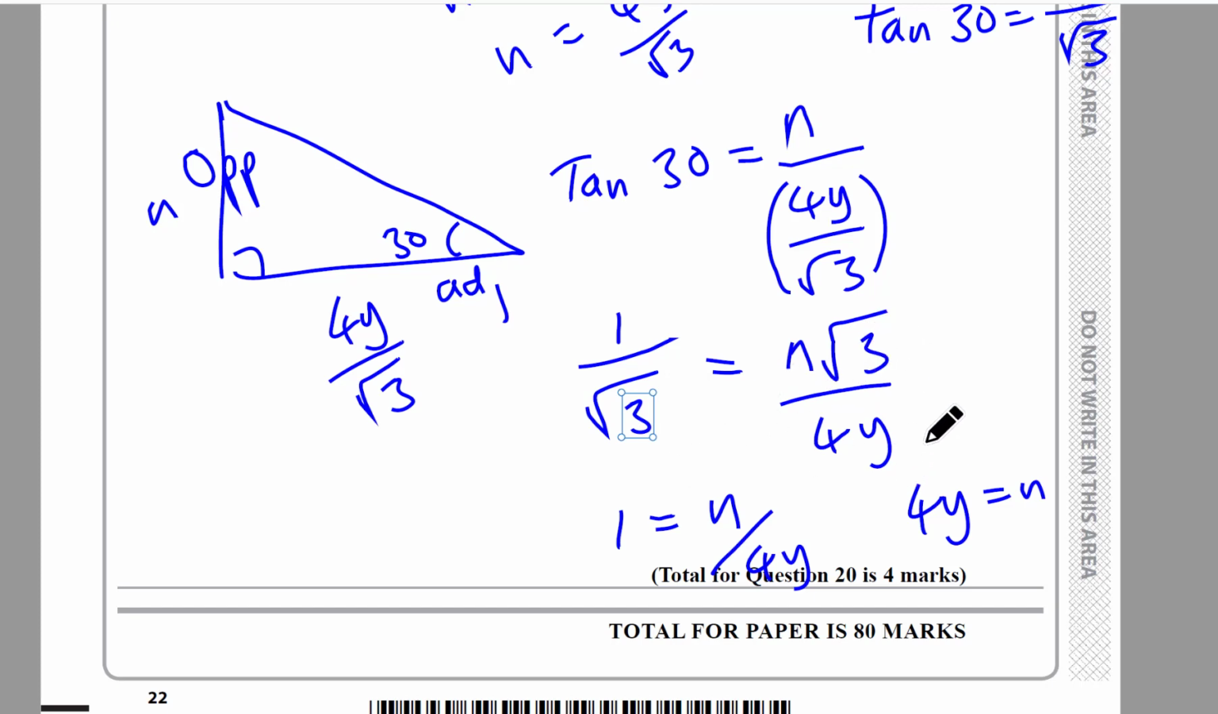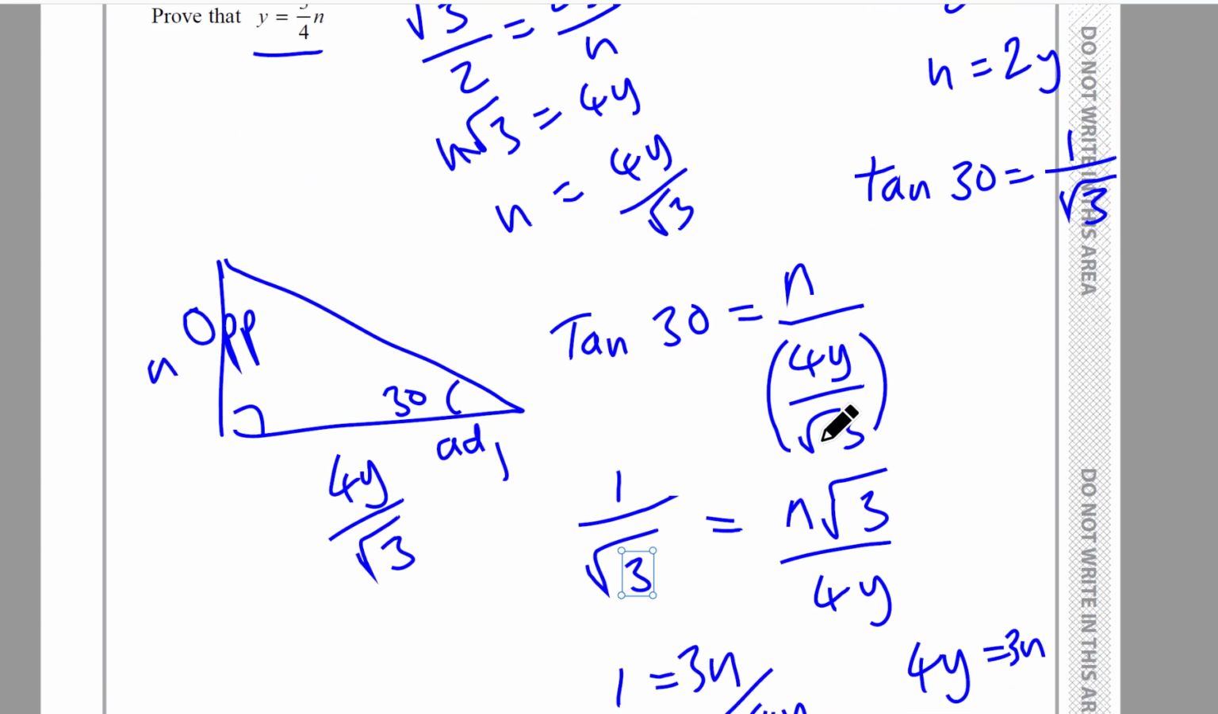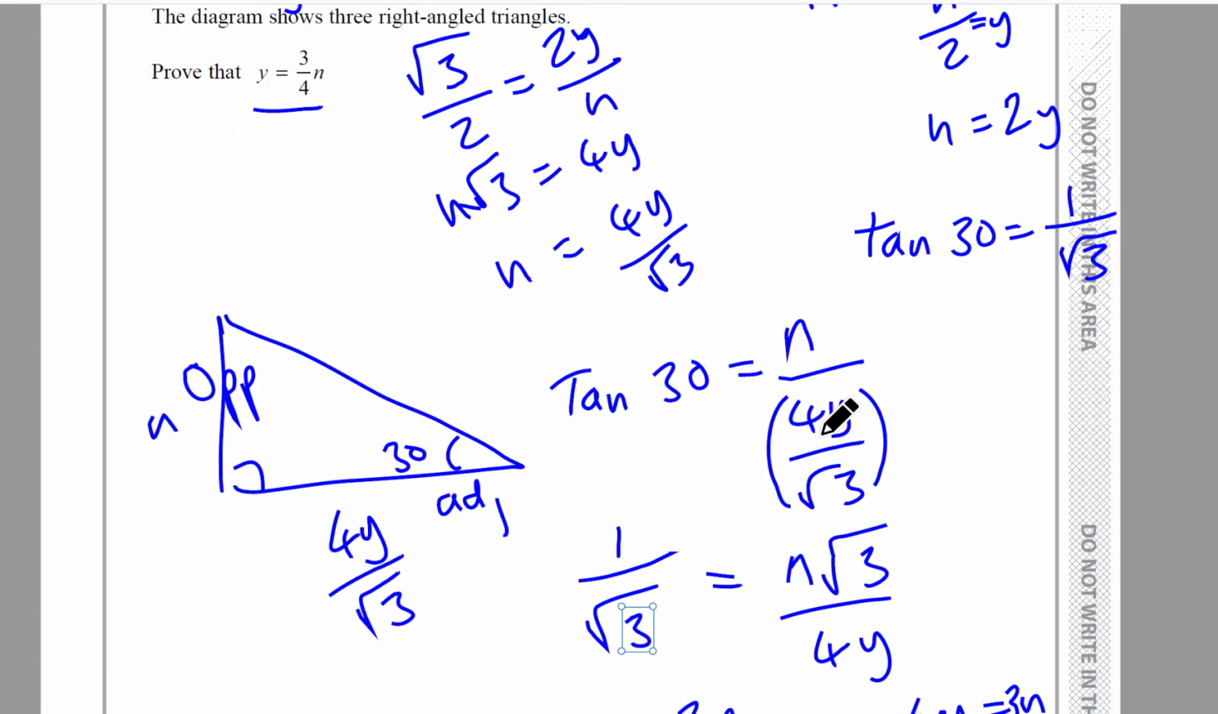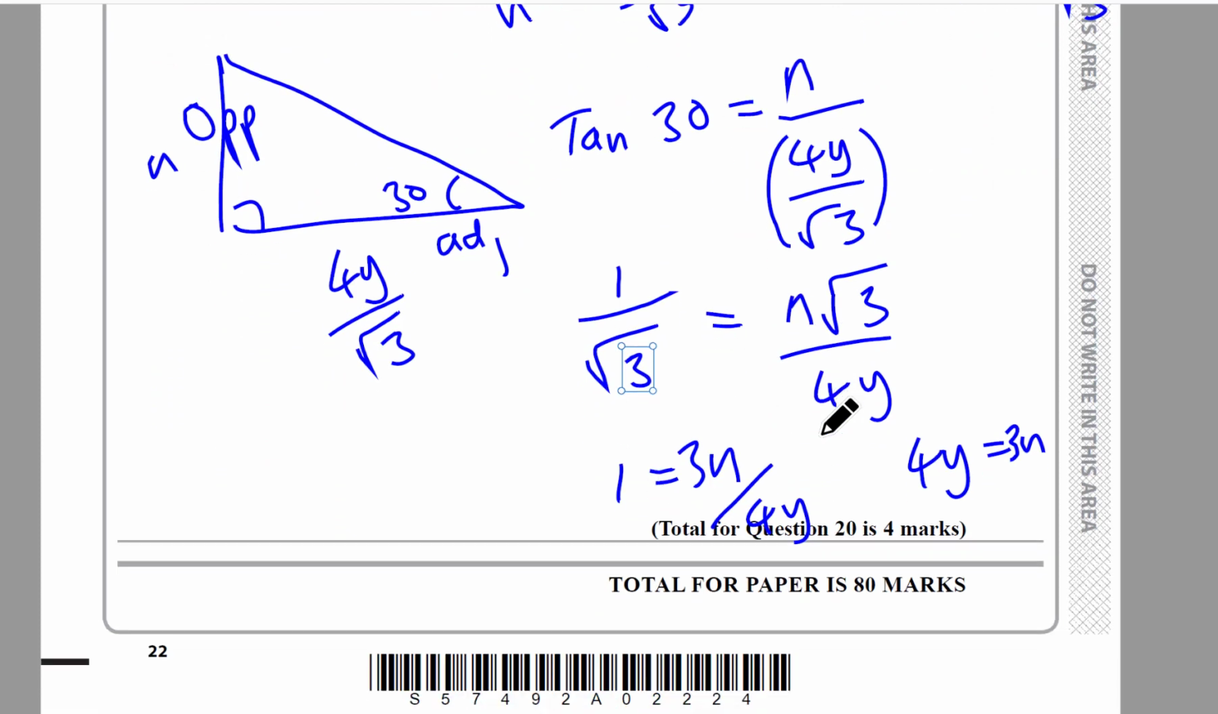So we times both sides by root 3. We're going to get 3n equals 4y. So we get 3n equals 4y here. And I've forgotten, we're trying to show that y equals 3 over 4 n. Oh, that's perfect. So we divide by 4, and y equals 3 over 4 n.